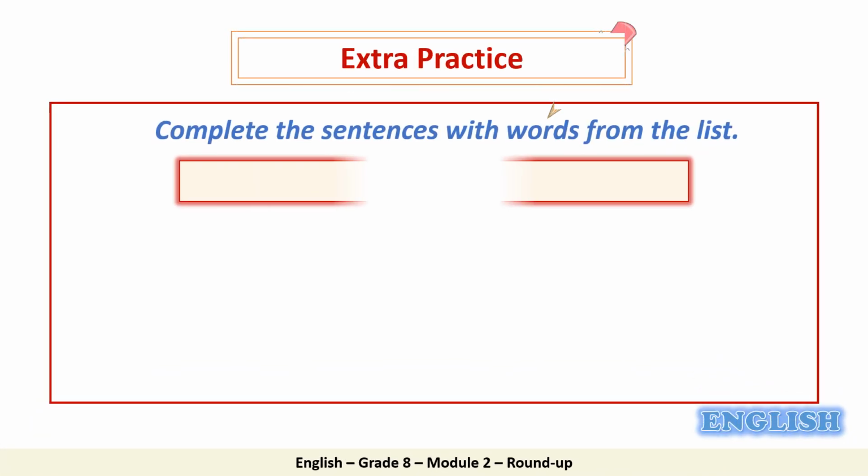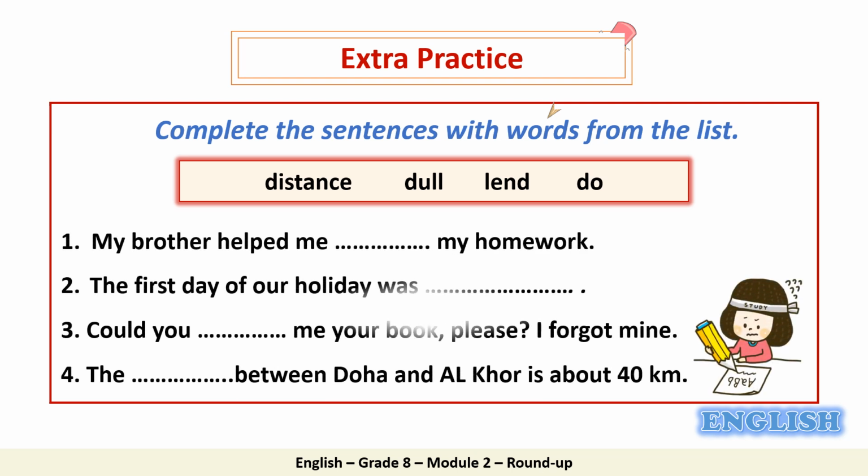Now, this is an extra task for you. You should complete the sentences with words from the list. Pause the video, do the task, and get back, please. Alright, number 1. My brother helped me. Excellent. Of course, do my homework. 2. The first day of our holiday was. Right, dull. Could you me your book, please? I forgot mine. Excellent, lend. The between Doha and Al-Khor is about 40 kilometers. Right, guys, of course, it's a distance.